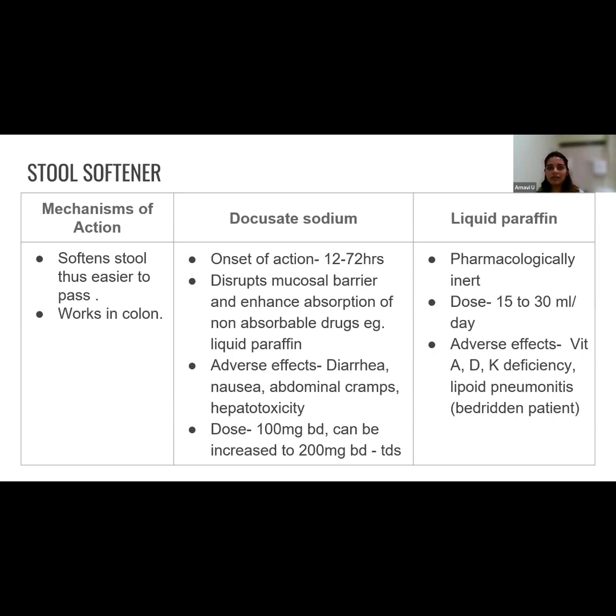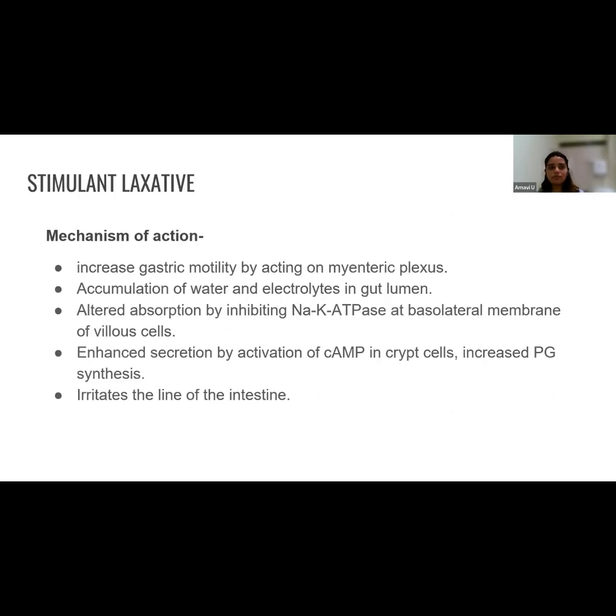The dosing is 100 milligram twice a day, and it can be increased to 200 milligram twice to thrice a day. Then we have liquid paraffin, which is pharmacologically inert. The dosing is 15 to 30 ml per day. The adverse effects include deficiency of vitamins A, D, K, which are the fat-soluble vitamins, and it can also lead to lipoid pneumonitis, especially in bedridden patients.